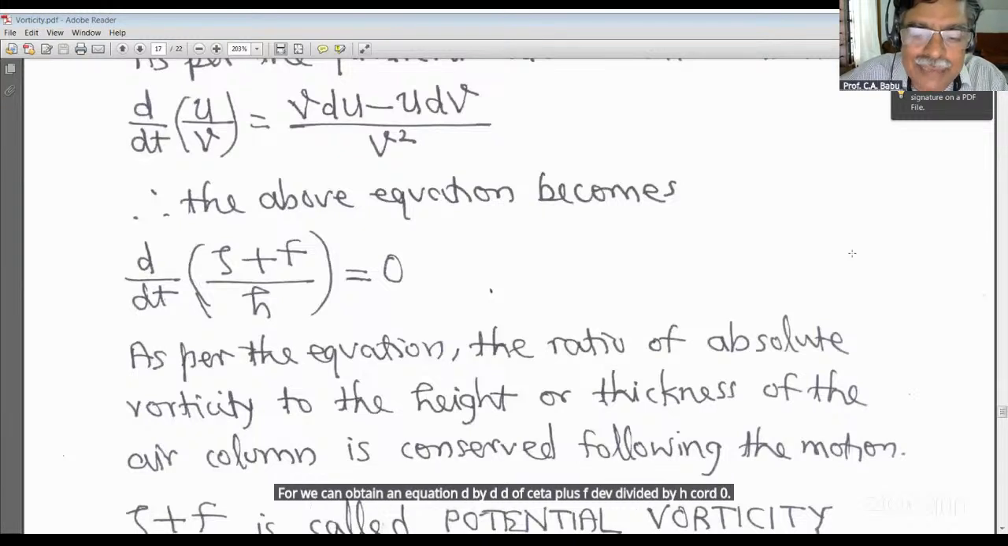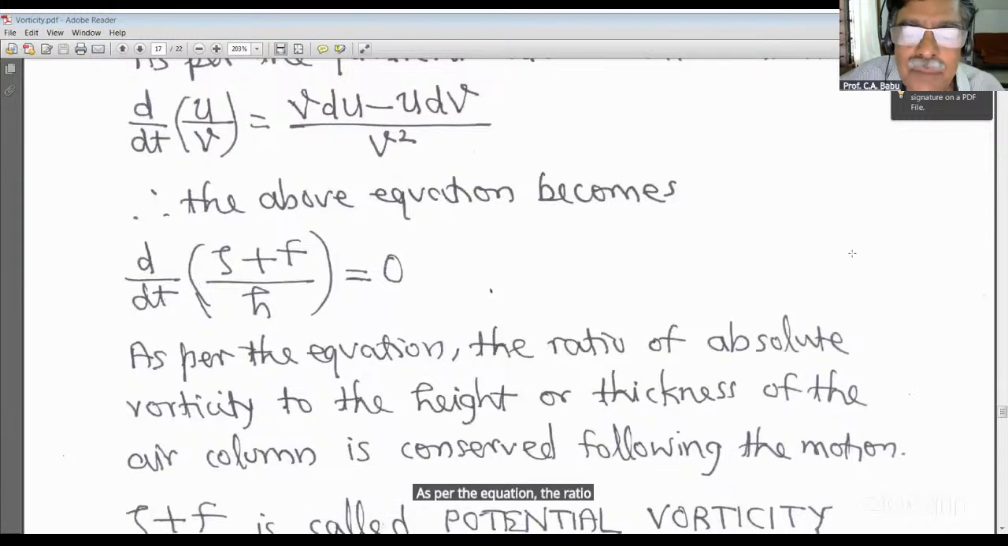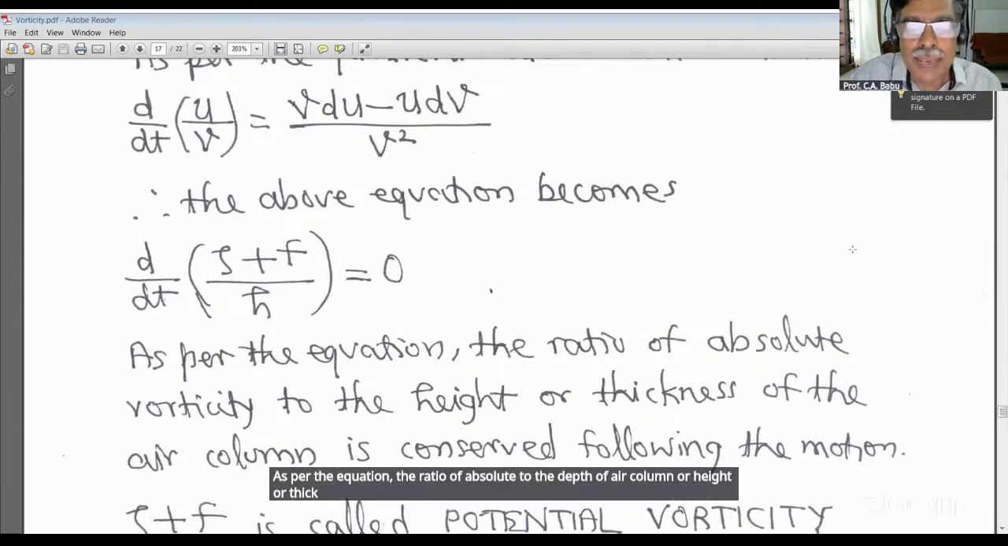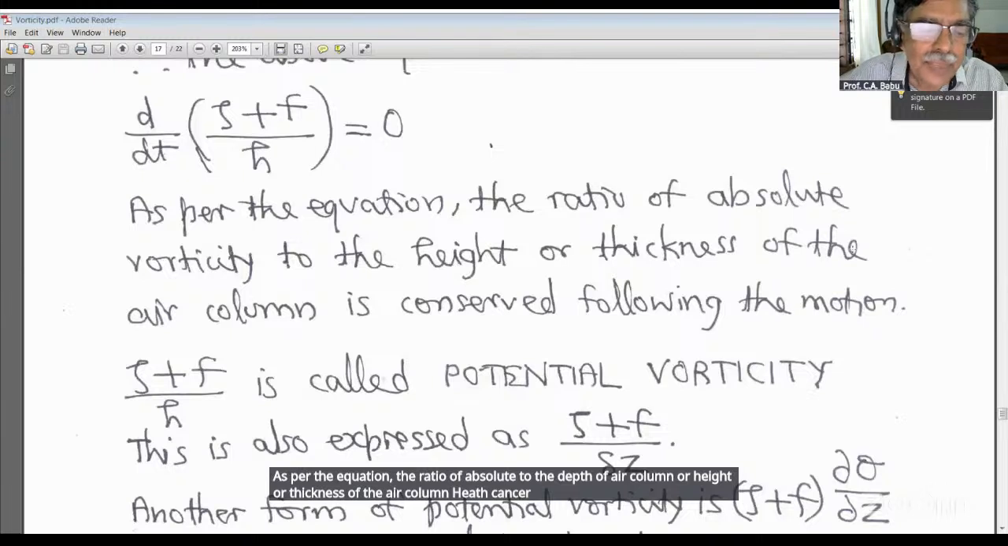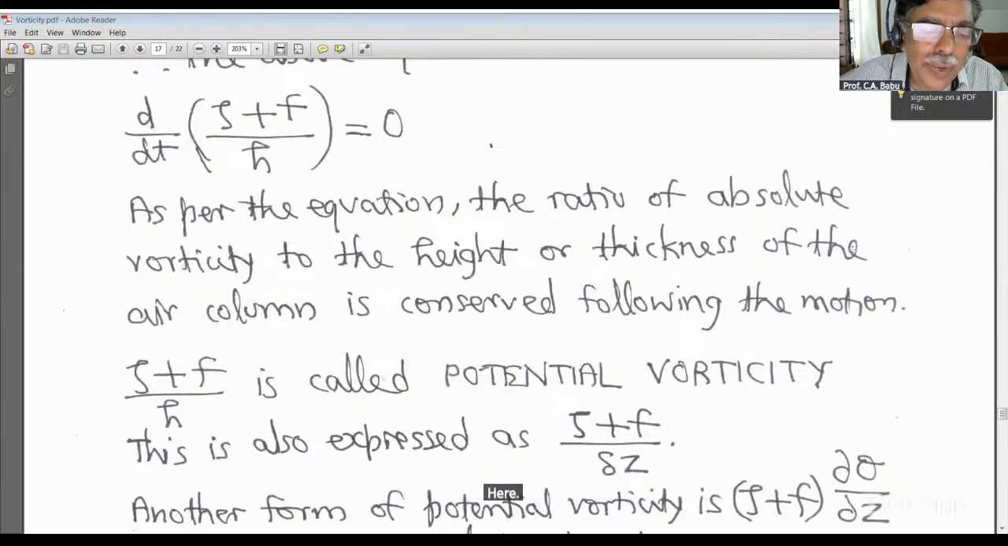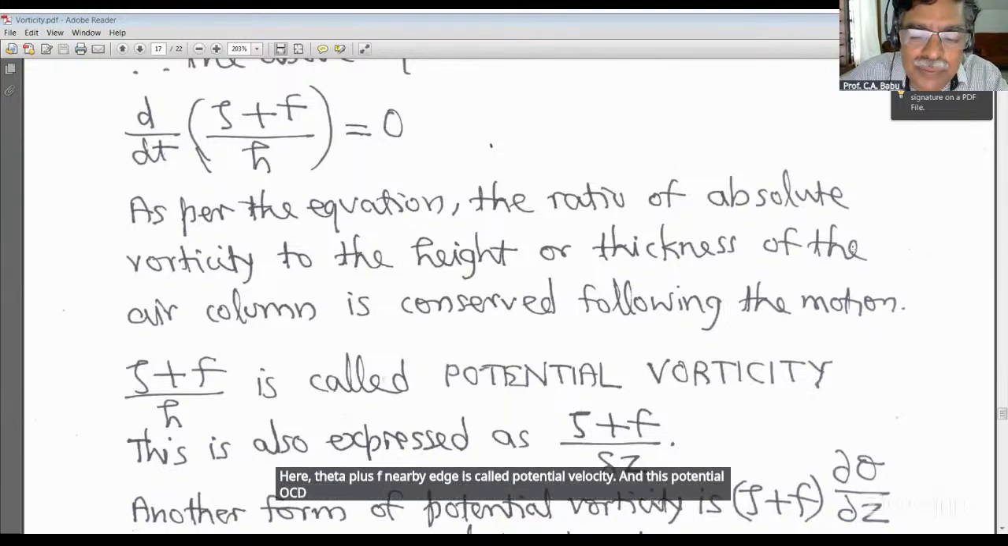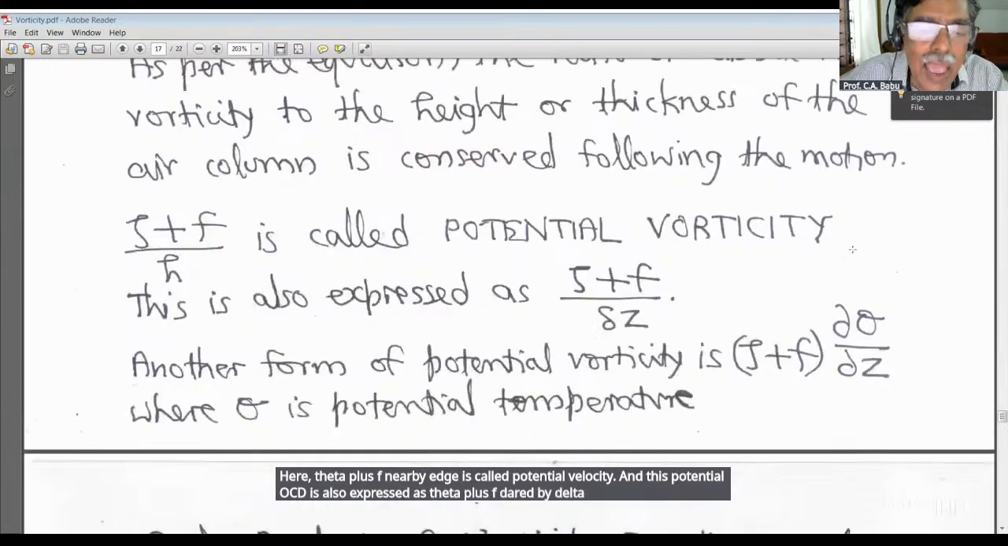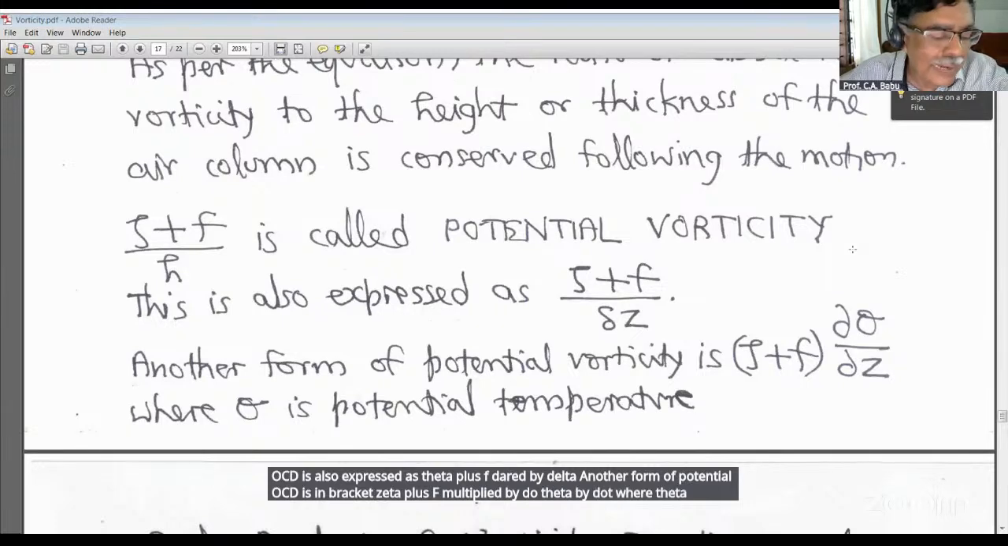As per the equation, the ratio of absolute vorticity to the depth of the air column, or height or thickness of the air column, is conserved following the motion. Here, (theta plus f) divided by h is called potential vorticity. This potential vorticity is also expressed as (theta plus f) divided by delta z. Another form of potential vorticity is (theta plus f) multiplied by dou theta by dou z, where theta is the potential temperature.